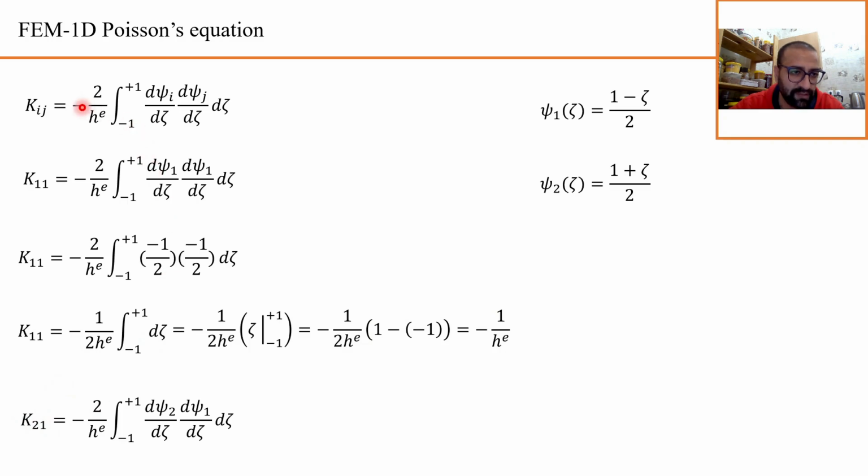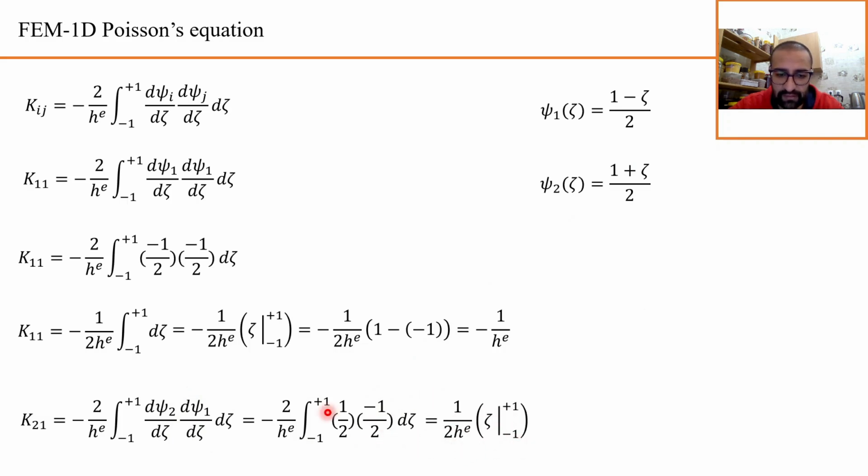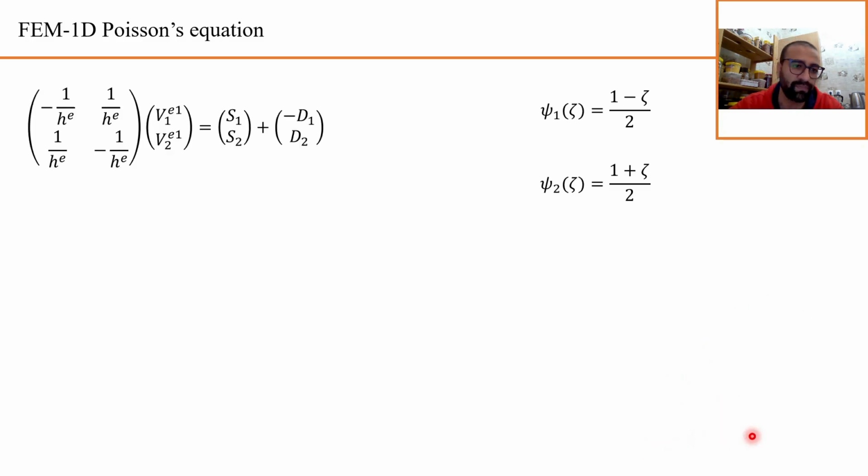For k21, we have minus 2 over h, the same integral, d psi 2 over d zeta times d psi 1 over d zeta. And again, d psi 2 over d zeta is 1 over 2, and d psi 1 over d zeta is minus 1 over 2, times d zeta. After calculating this integral of d zeta, that is zeta, and putting in the limits of the integral, we will get 1 over h. For the other coefficient, k12, you can simply show that this is 1 over h again, and for k22, it is minus 1 over h. Okay, so we calculated this coefficient matrix, which is a function of delta x, or a function of h. And this h is nothing but the distance between two nodes.